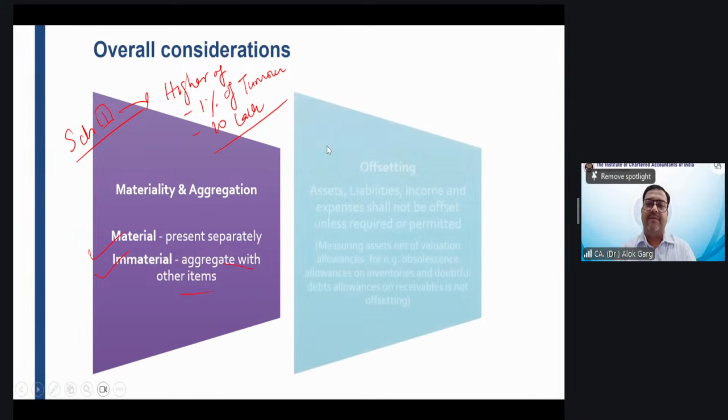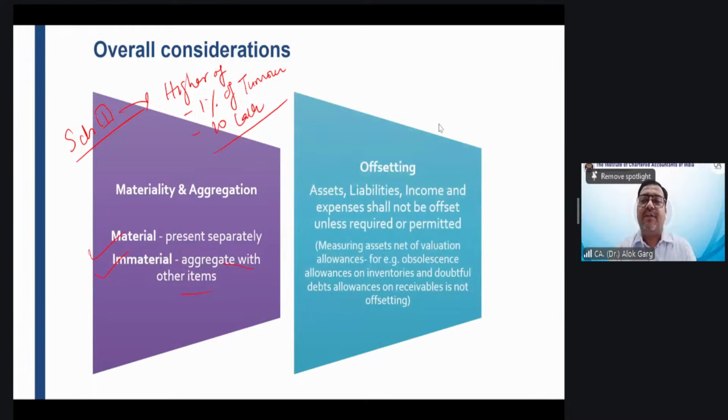Okay. Then offsetting. Friends, what is meant by the word offsetting? Offsetting means setting off. Have you heard the word setting off in income tax? The past year losses can be carried forward and set off from the current year income, right? So in the current year, the loss from one head can be offset, can be set off from the profit or income from the other head.